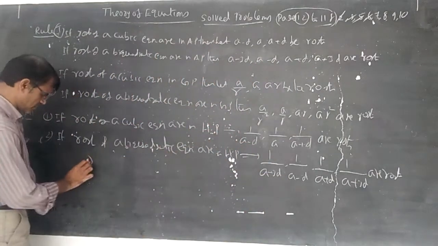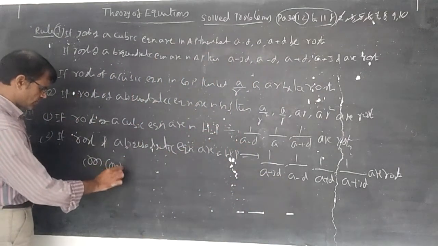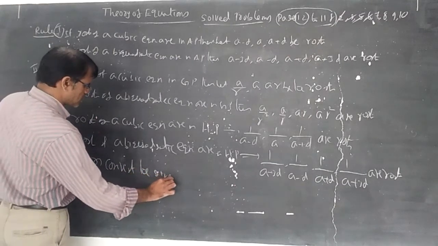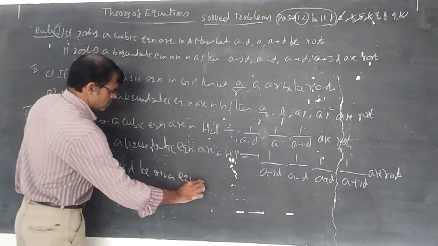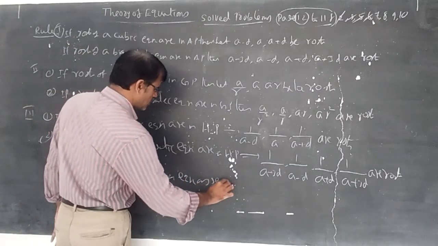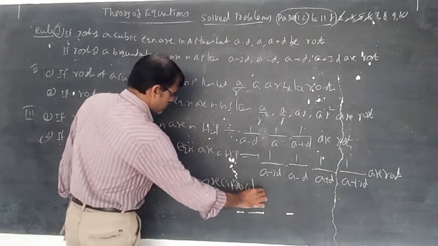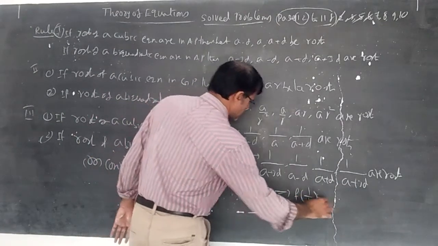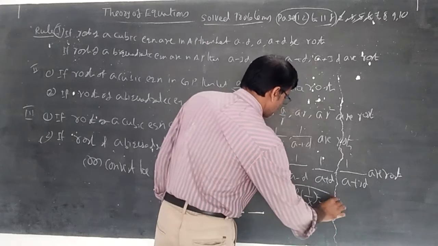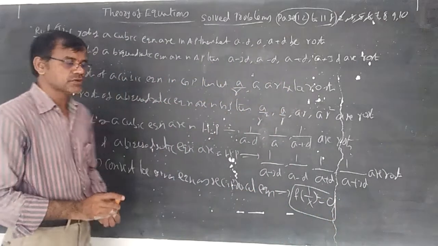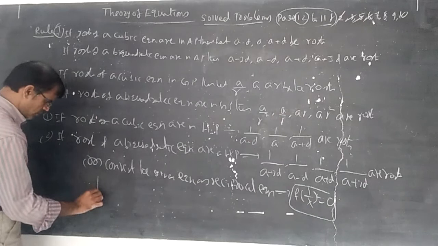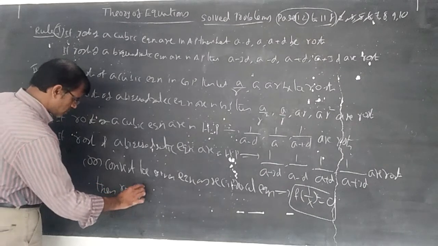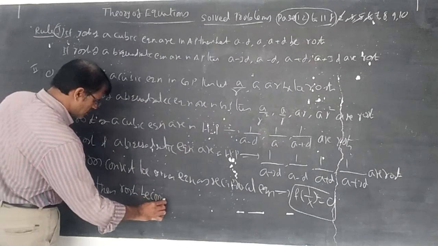Or better to convert the given equation as a reciprocal equation. That implies f of 1 by x equal to 0. Whenever you are converting the given equation to reciprocal method, then f of 1 by x equal to 0. Then the roots become in AP.